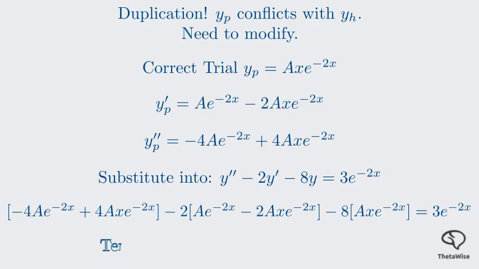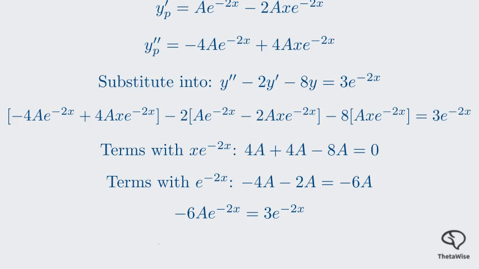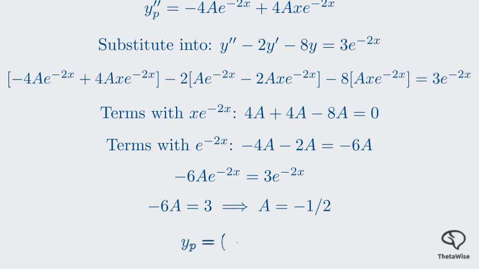The terms with xe to the negative 2x are 4A plus 4A minus 8A. These add up to 0. This always happens when you've correctly identified the duplication. The terms with just e to the negative 2x are negative 4A minus 2A, which is negative 6A. So we have negative 6A e to the negative 2x equals 3e to the negative 2x. This tells us negative 6A equals 3. Therefore, our particular solution is yp equals negative 1/2 times x times e to the negative 2x.